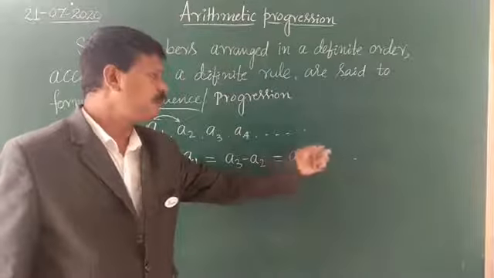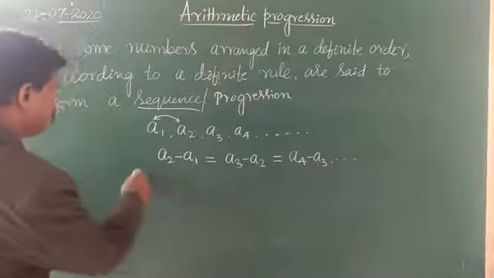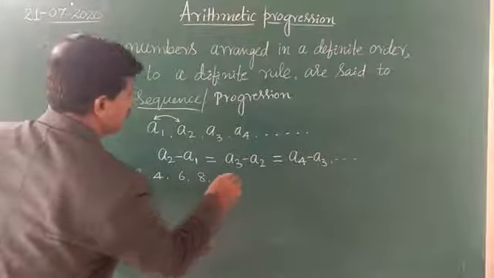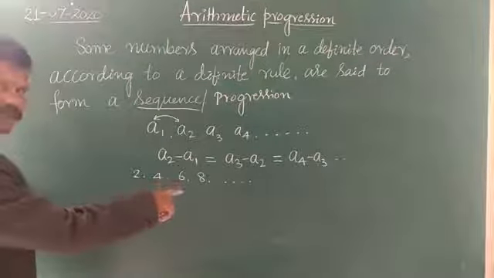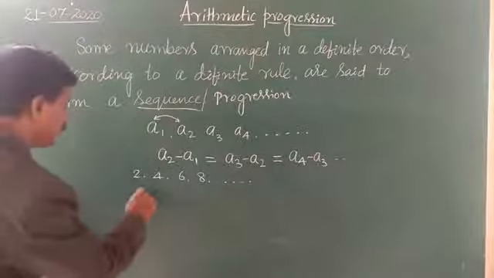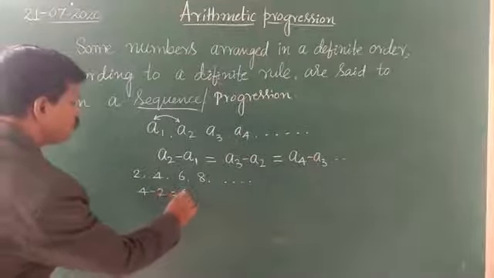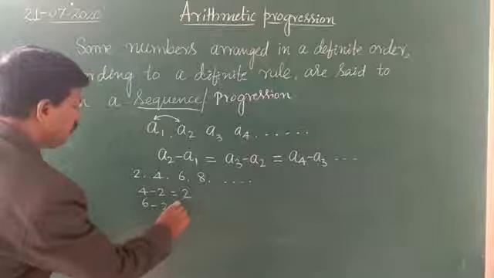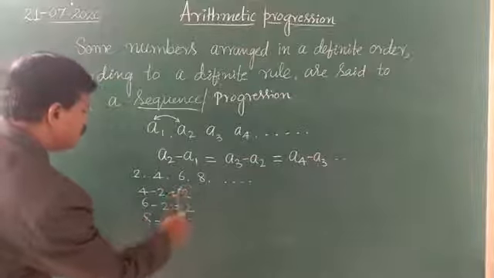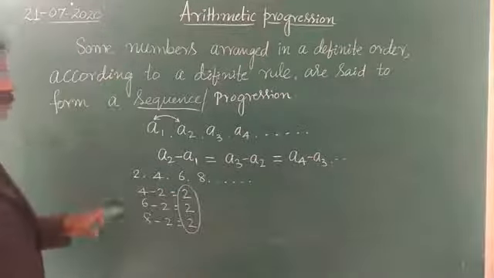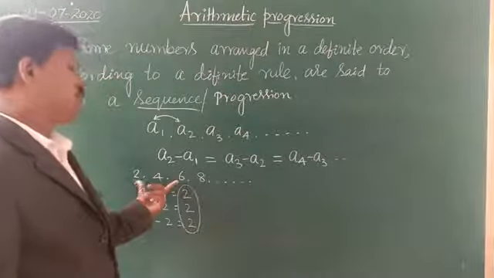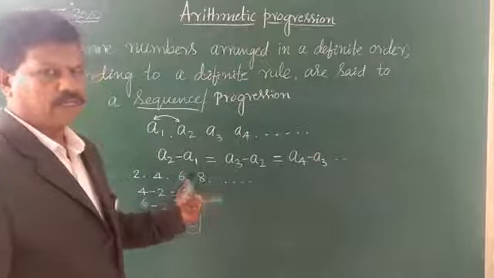See, these are the examples. Just recall the example: 2, 4, 6, 8, etc. This set of numbers is called an arithmetic progression, because 4 minus 2 is 2, 6 minus 4 is 2, 8 minus 6 is 2. Here the difference between any two consecutive terms is a constant. So this set of numbers is called an arithmetic progression.